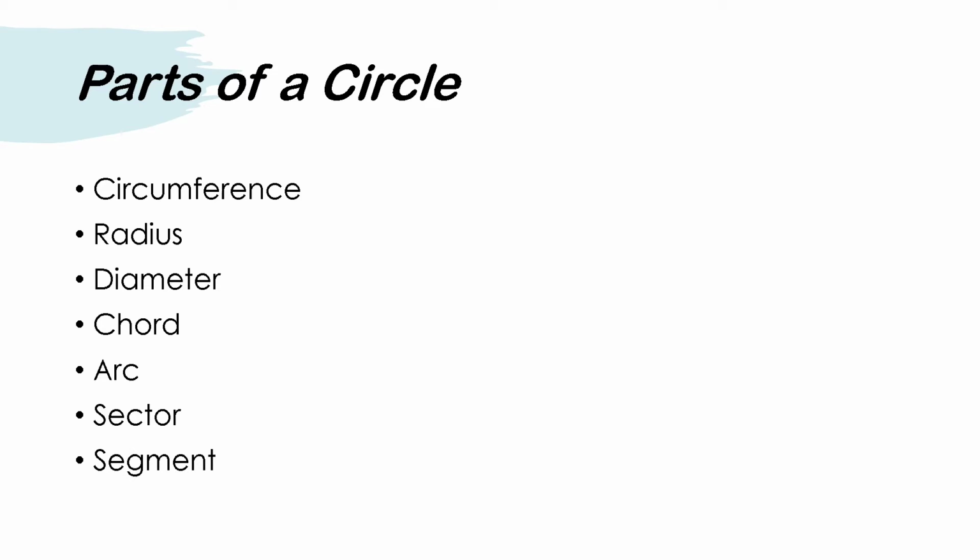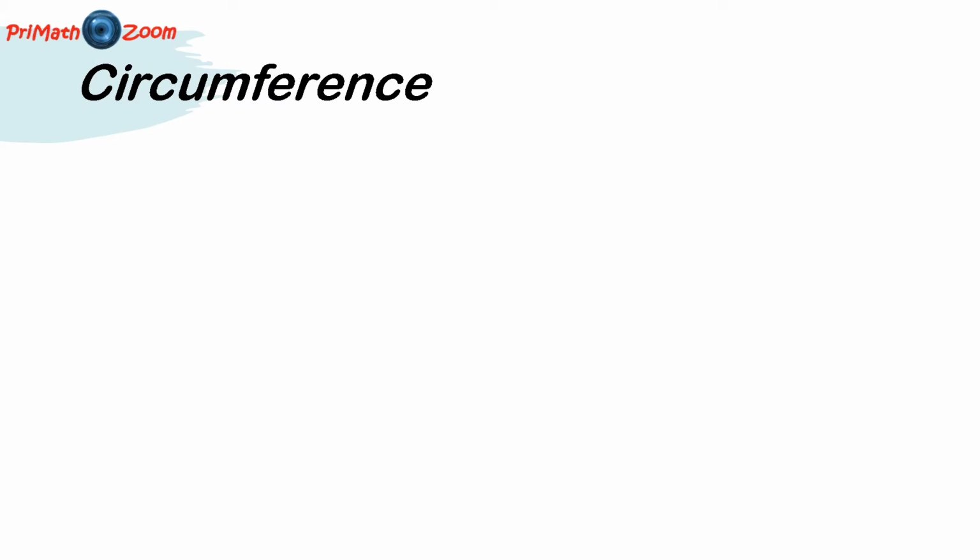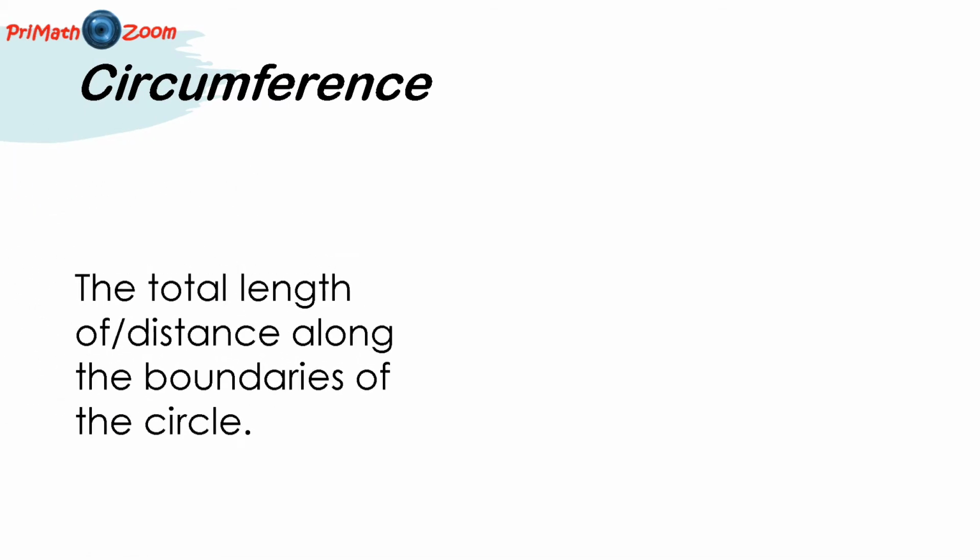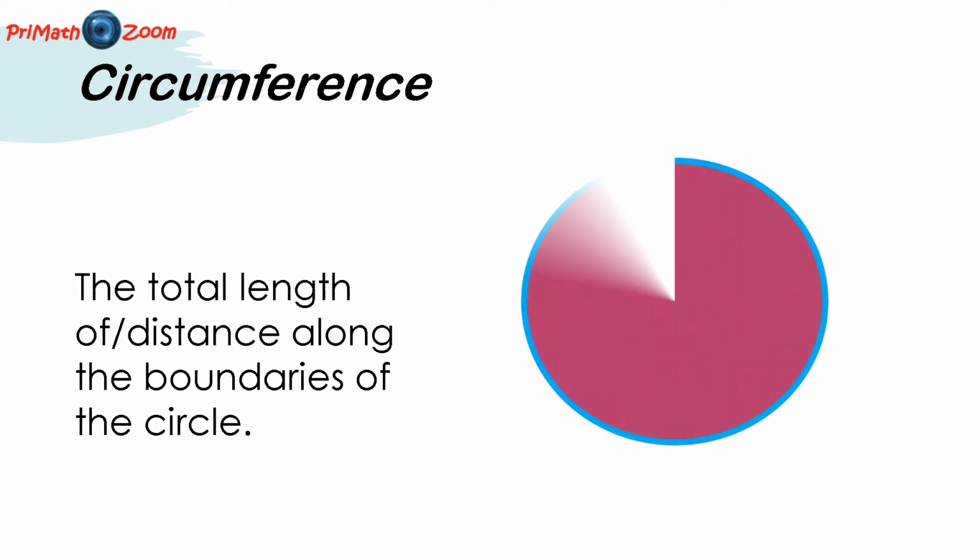So, let us talk about these individually. The circumference. This is the total length of or distance along the boundaries of the circle. And here is an example. So you would realize this blue part would represent the circumference.